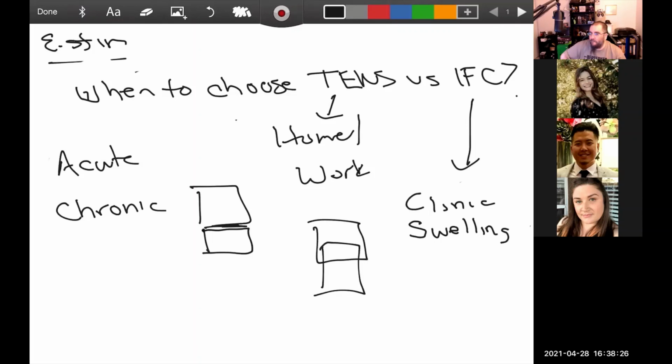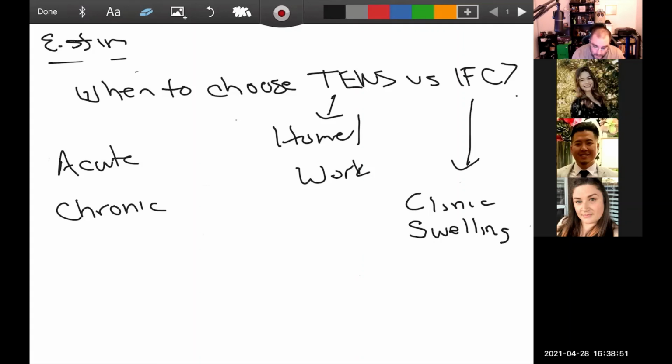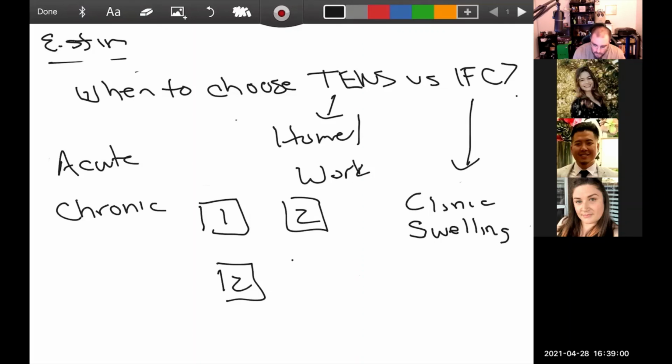So if we get a question that has a picture in terms of pad placements, you kind of just went over that a while back: if it's parallel to each other, then it's usually TENS, and if it's crossed, then it's usually IFC. So if I was giving you a question, I said, identify what type of E-stim I'm doing, and I put a pad here, and I have channel 1. What type of E-stim is that? IFC. That's IFC, yeah, because the streams are crossing, right?